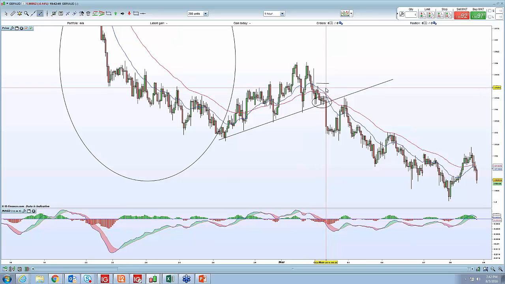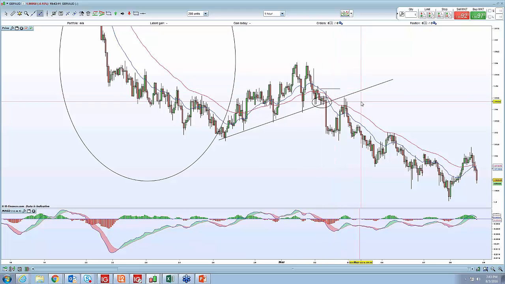Or if you want to be a bit more conservative, you can put it above this swing here. You see this line, this swing? So maybe you entered around here, around 194 or so when it broke. Stop loss above here. This one gave you a scare, but it still did not hit your stop loss.